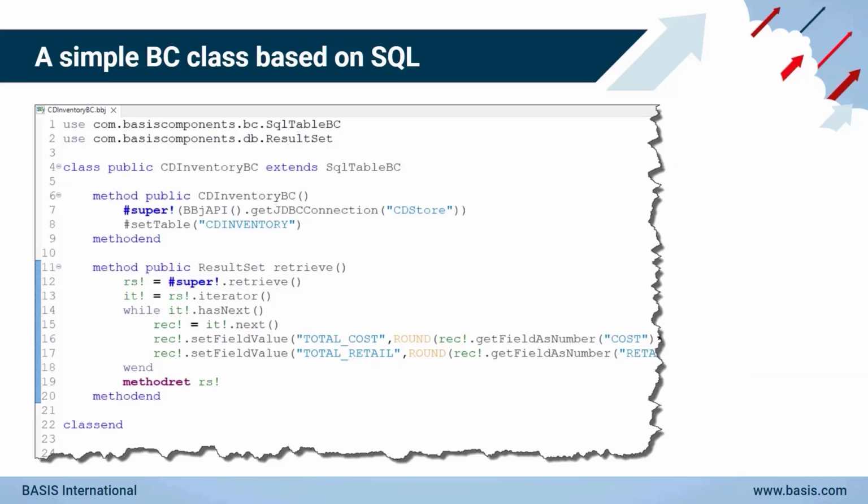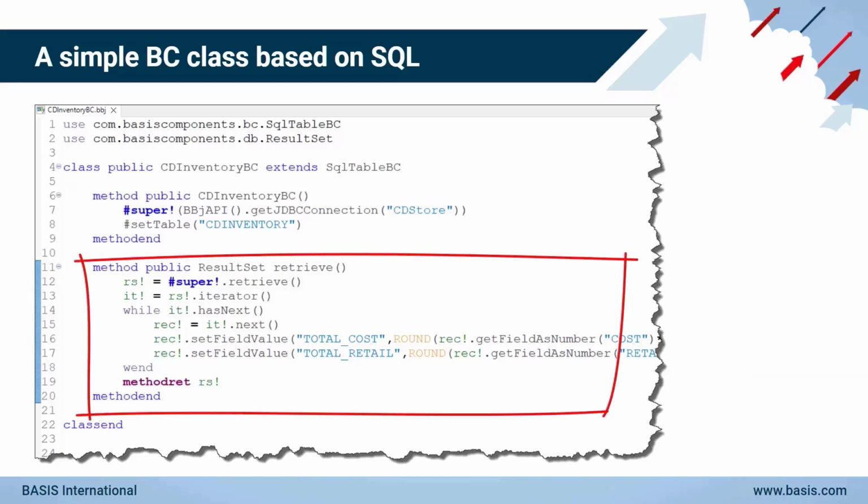The CD Inventory BC class is based on the data in the CD Inventory database, and it's written using the SQL Table BC. We see the CD Inventory BC class directly extends the SQL Table BC. By doing so, many of the methods that you would need to retrieve the data, to set filters and so on, are already given to you by the SQL Table BC, and you do not have to do much more. The only method that shows a little bit how to add custom code is the retrieve method.